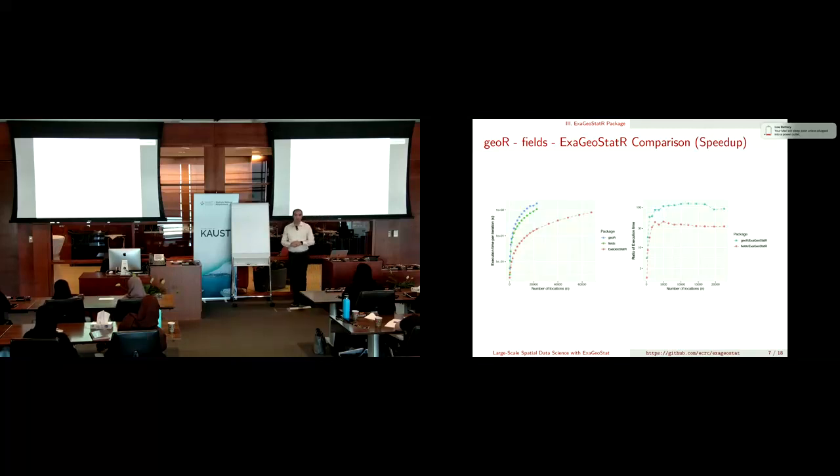This is the speed up of ExaGeoStatR compared to fields and GR. The blue curve is GR, the green is fields, and the red one is ExaGeoStatR. You can see that we are faster than the two packages, and not just faster, but we can also handle larger problem sizes on the same memory, on the same architecture, compared to both.